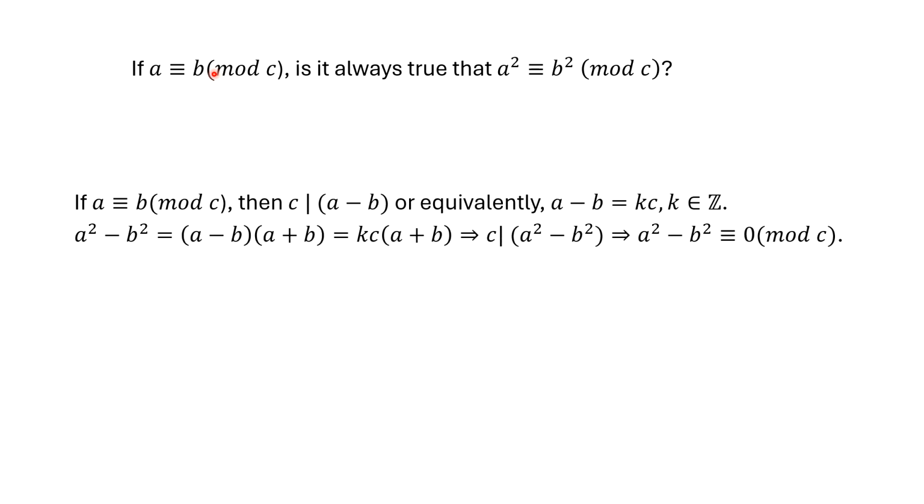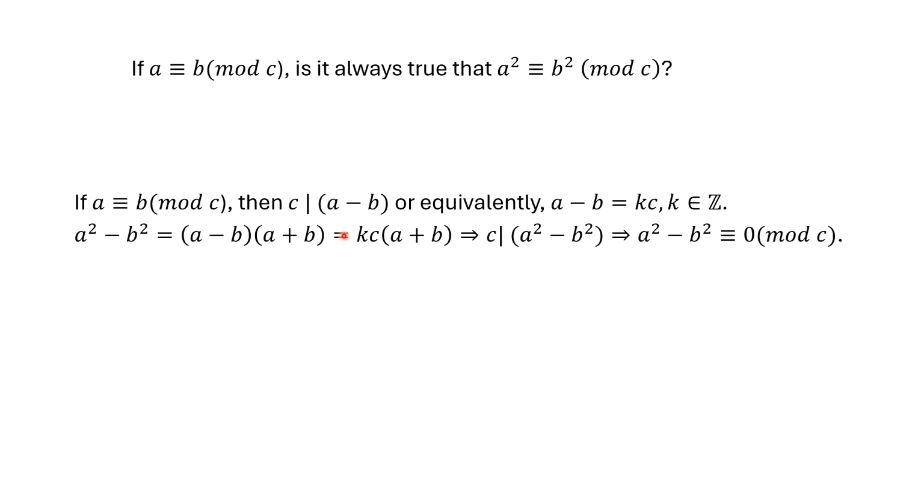Okay, so here's a solution. Our condition, our given, A congruent to B mod C, is the same as C dividing A minus B, which we can write as A minus B equals some integer times C. And then we look at A squared minus B squared.